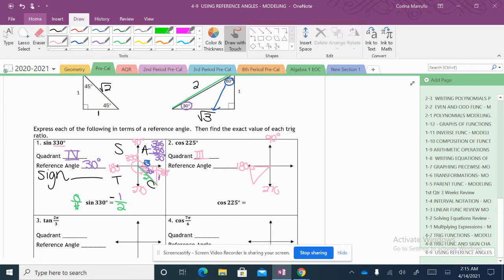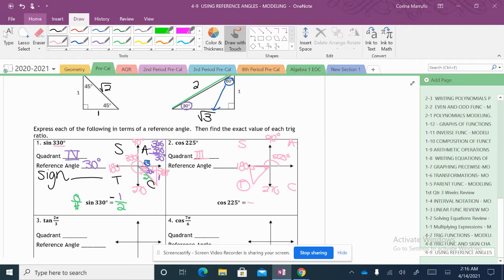Okay, so I don't forget, I'm going to go ahead and do my "All Students Take Calculus" right now. So all students take calculus. Since I'm in the third quadrant, only tangent is positive here. So that means that cosine is going to be negative. So I'm going to throw my negative in there so I don't forget it. So from here, all the way to here is 225 degrees.